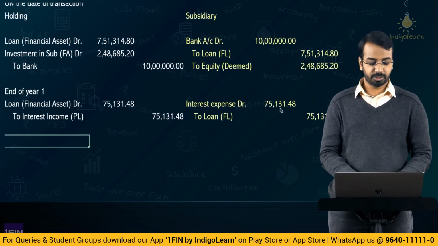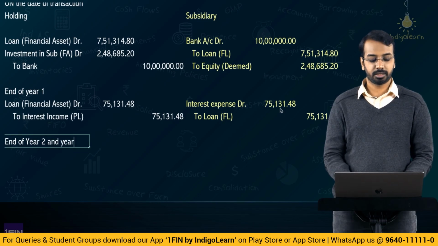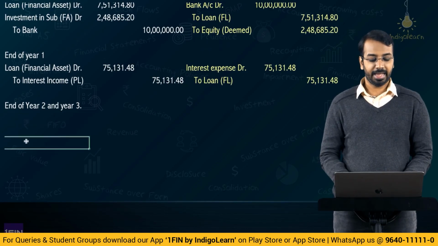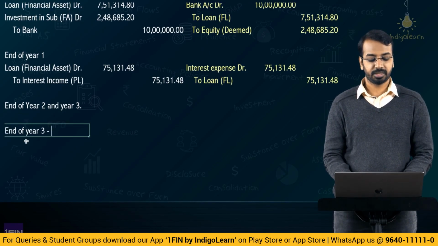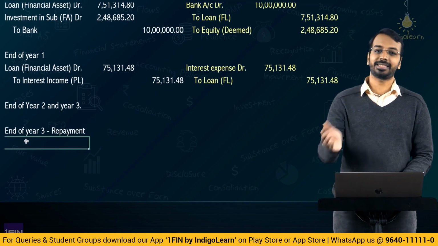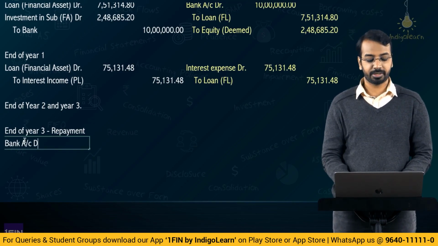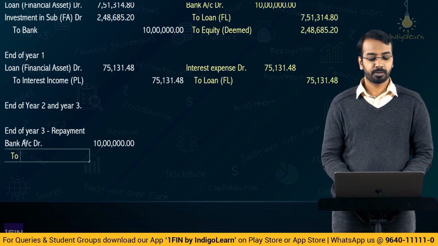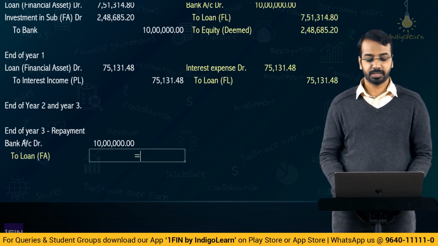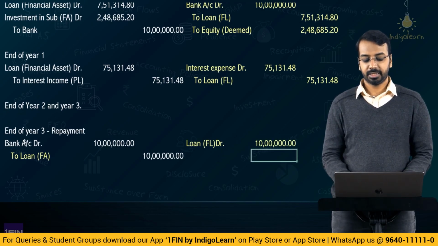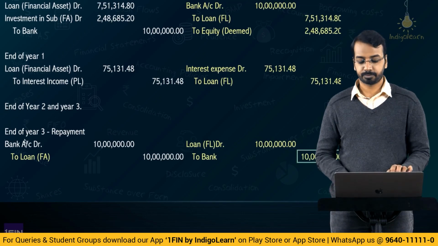All these entries you will pass at the end of each year. So, you will pass at the end of year 2 and year 3. You can pass it on your own, there is no rocket science in that. You will pass journal entries similar way, and end of year 3 there is a repayment. What is the repayment? The holding company gets cash against the financial asset. So, bank account debit 10 lakhs to loan, which is a financial asset, that is 10 lakhs, right. And here you will have loan, which is a financial liability, you will debit by 10 lakhs and to bank 10 lakhs, right.